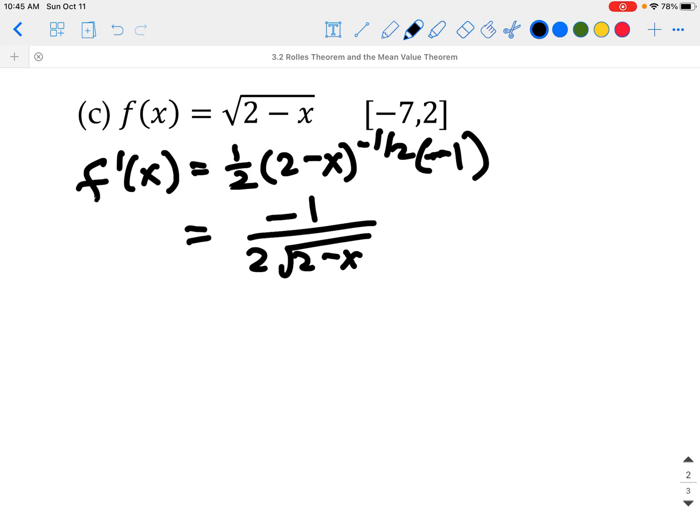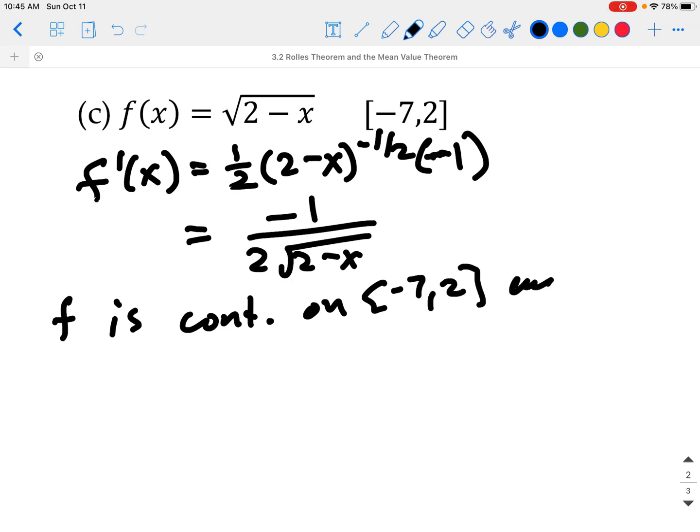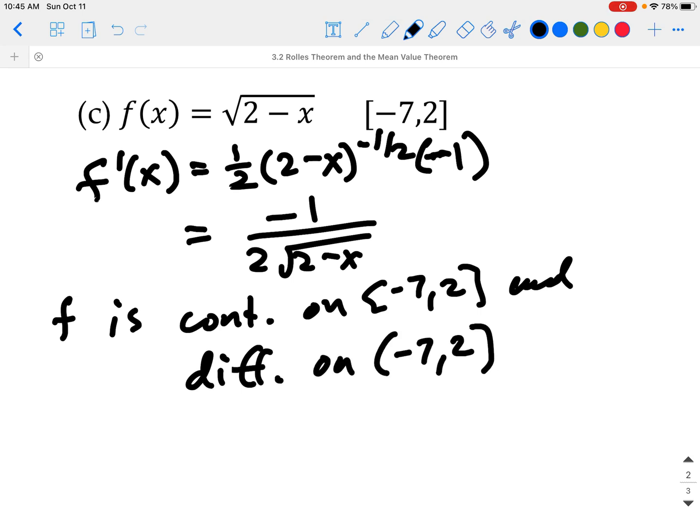So for this, we're going to have an issue at 2, obviously. But 2 is an endpoint. So that's okay, because we only need to be differentiable on the open interval, not the closed interval. So note f is continuous on -7, 2 and differentiable on the open interval. So thus MVT applies.